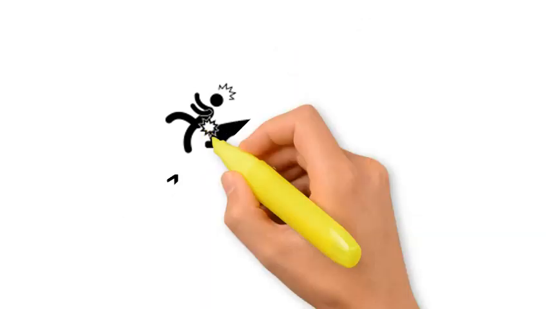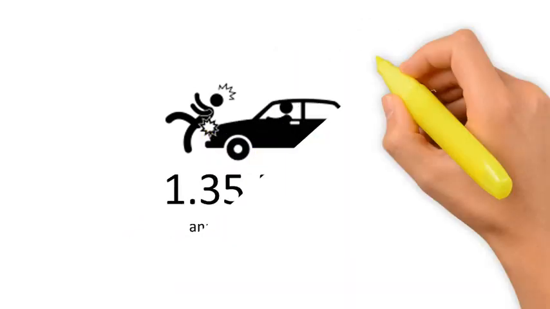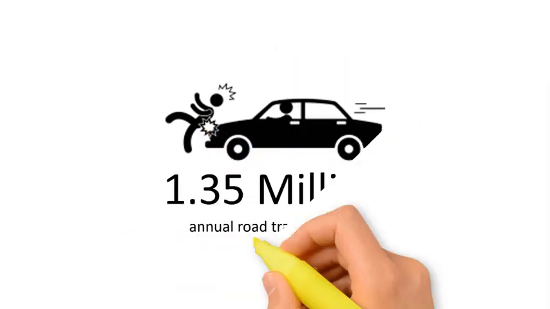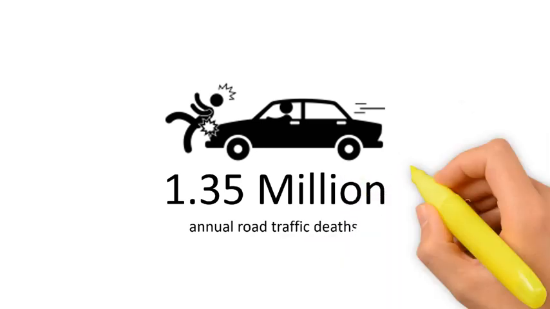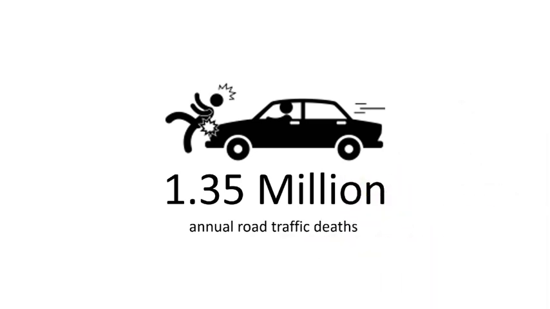Globally, it is believed that road traffic accidents cause up to 1.35 million deaths per year. In fact, road traffic accidents are now the leading killer of people aged 5 to 29 years. Not unexpectedly, the burden is disproportionately borne by pedestrians, cyclists, and motorcyclists, especially those in developing countries.